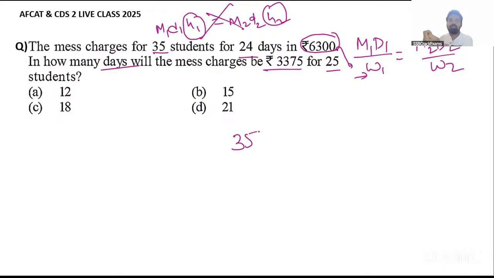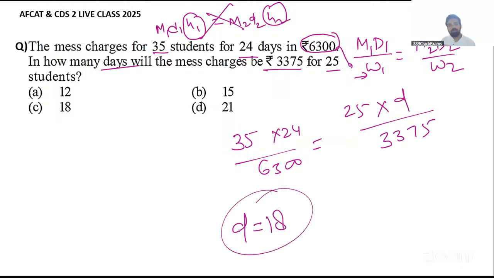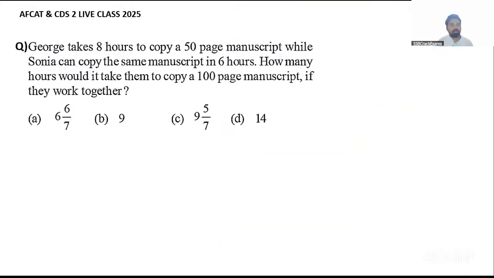So M1 is 35, D1 is 24, upon 6300, is equal to M2 is 25, D2 we need to find, and the charges are 3375. From here you can easily calculate D. 18. Very good. So I have told you one or two formulas. Let's do one more question, then we will wrap up the class.